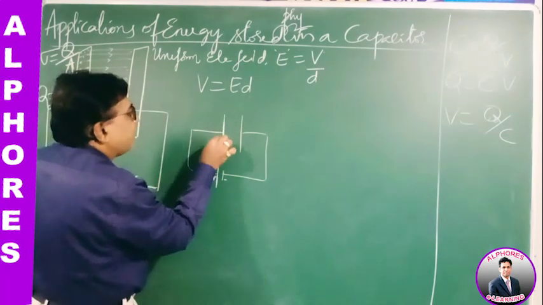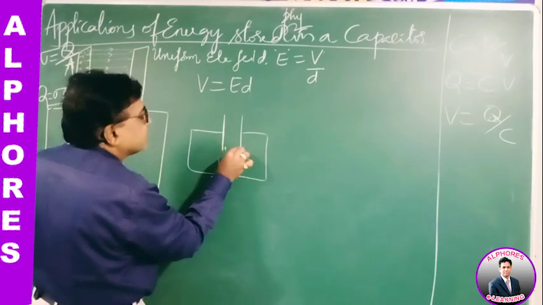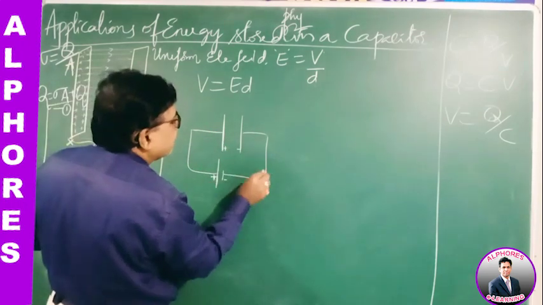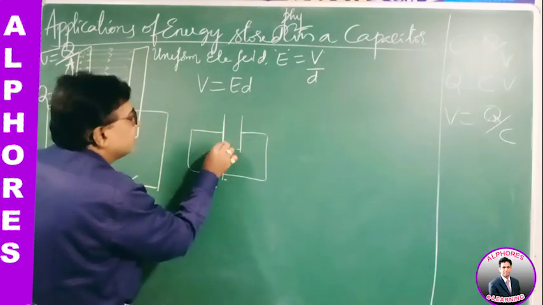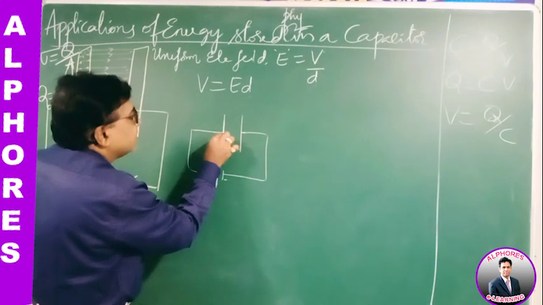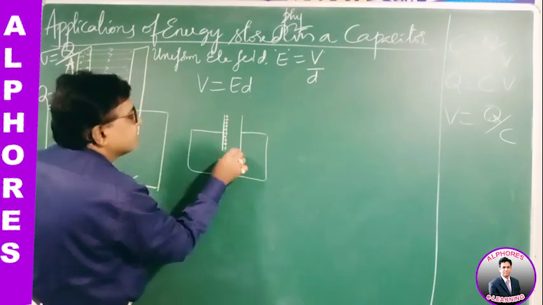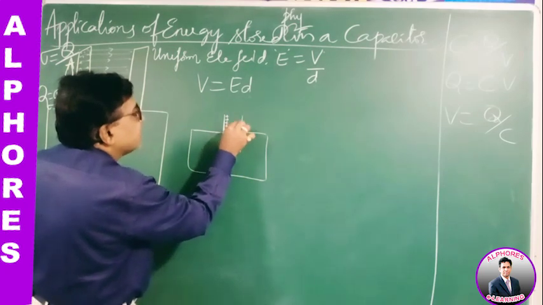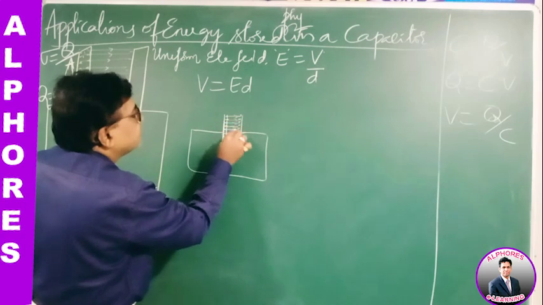This being a metal plate will pull the electrons, so it acquires positive charge. Due to induction, the negative will compensate the plus. So slowly this will give charge to this one gradually like this, and due to induction this gets negative charge like this. Now the electric field is formed.